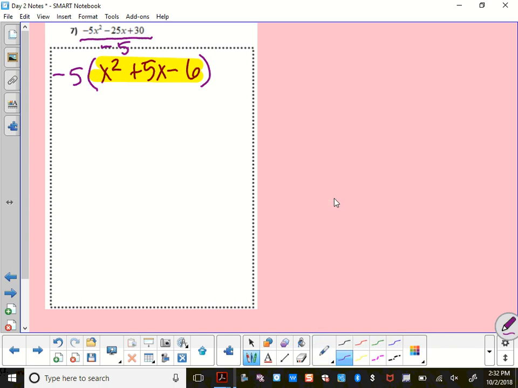My GCF out here is just going to wait. I don't need it right now. I'm going to worry about factoring the yellow part, what's in the middle. Now I can ask myself, AC method. I need two numbers that multiply to give me what? Negative 6, and add to give me 5. I'm not even looking at my GCF. I'm only looking at the very back.